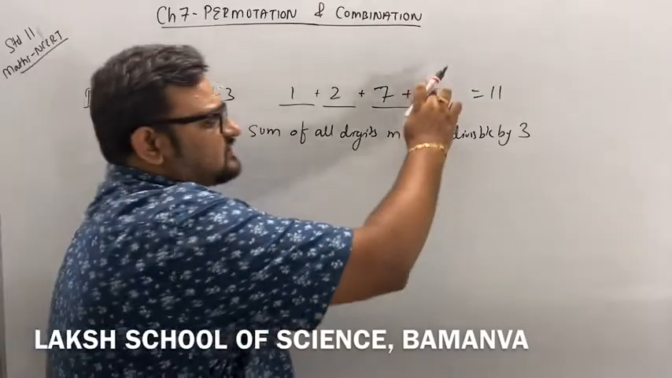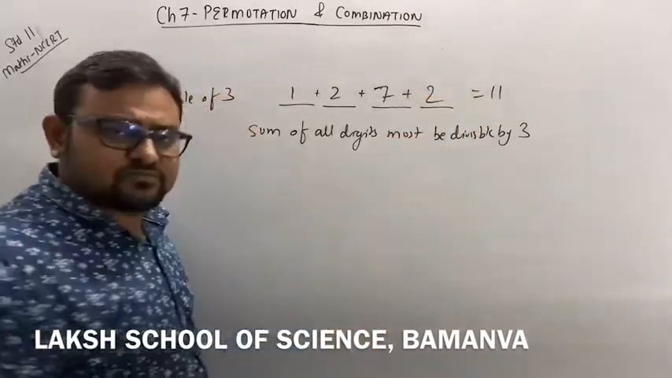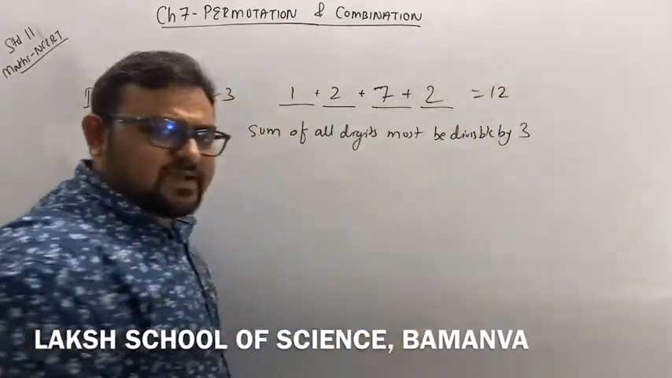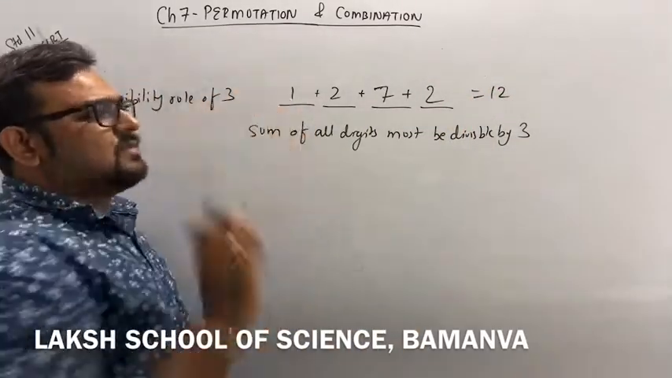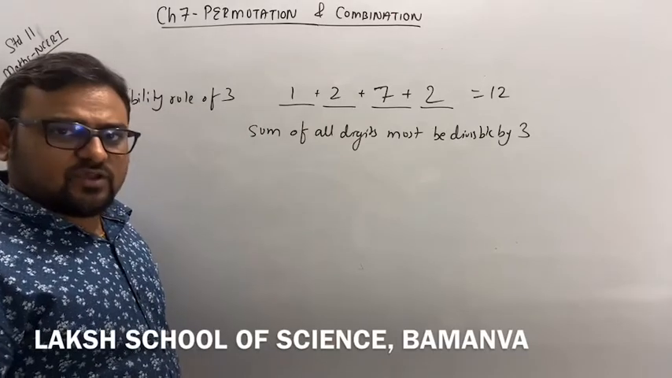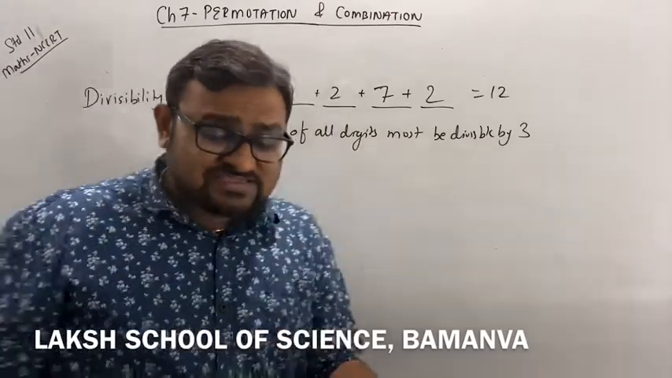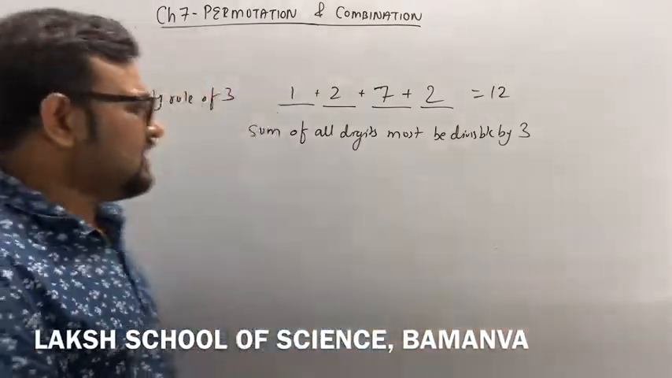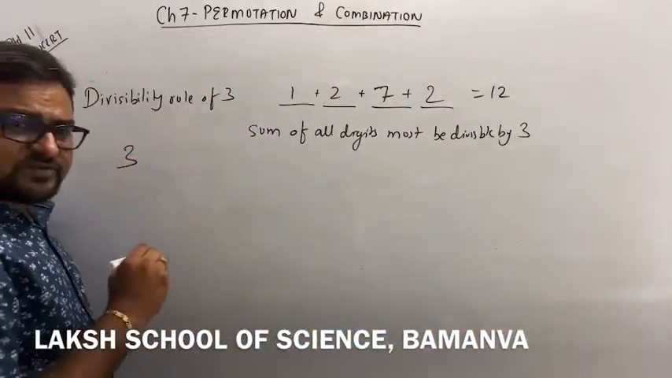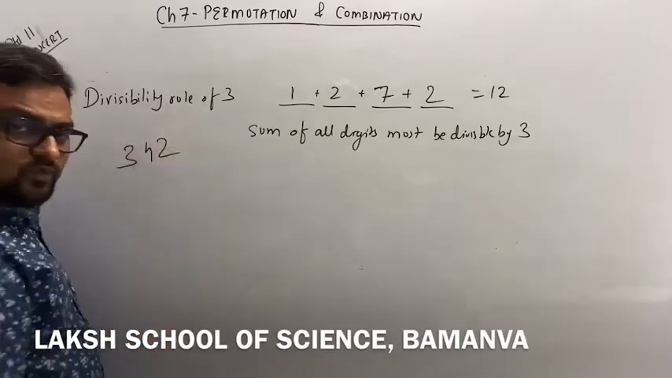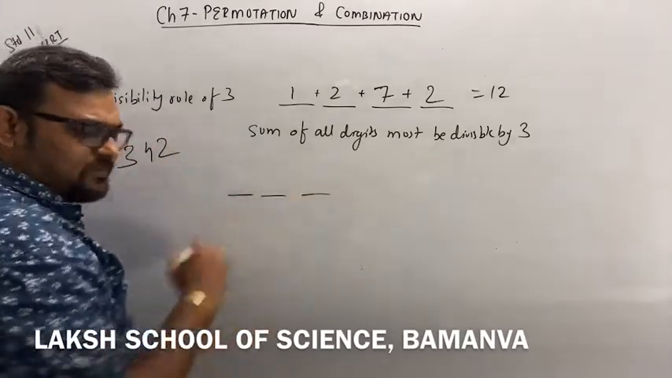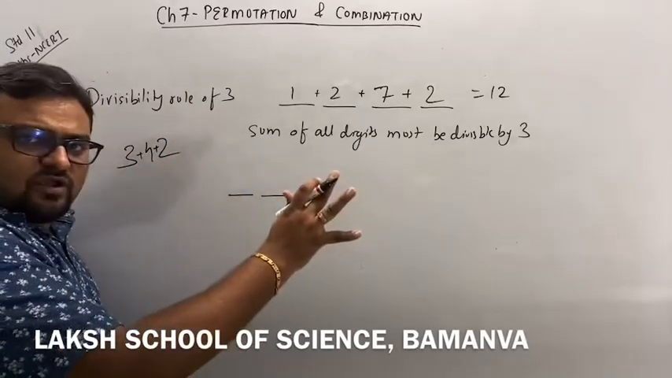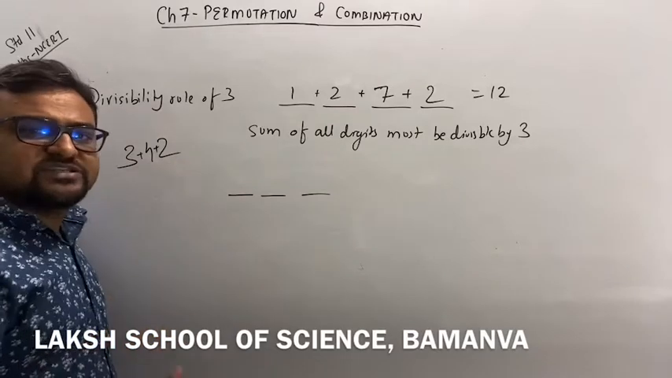Right? But if it is like this, 1 plus 2 plus 7 plus 2, it's 12. Is it divisible? Yes. So this number will be divisible by 3. Okay. So when you're forming, select the numbers in such a way that the sum is divisible by 3. Like if the question is how many numbers divisible by 3 you can form using 3, 4, 2, then I have to form 3-digit numbers. 3 plus 4 plus 2 is 9. So whatever number I form taking these three will be divisible by 3.